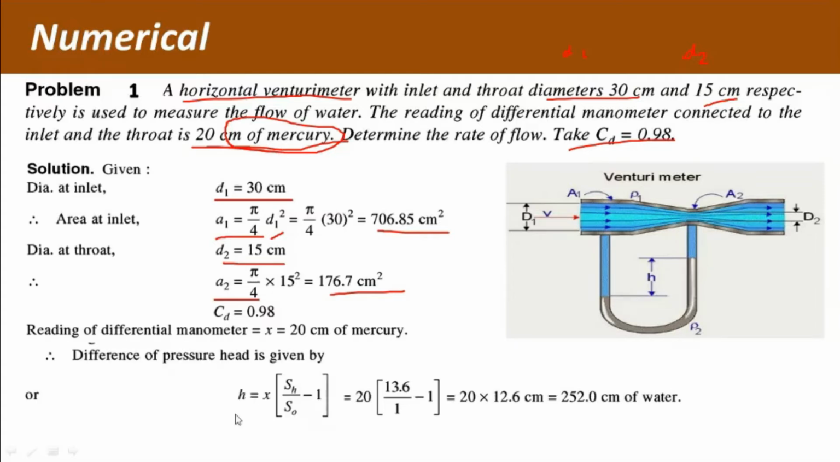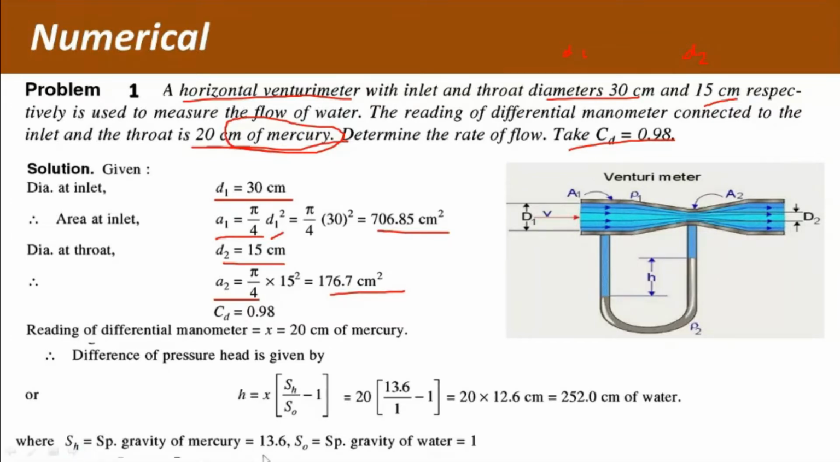So we know the formula is x equals x into S of mercury upon S of water minus 1. So it is 20 into 13.6 upon 1 minus 1. So it is 20 into 12.6. So it is 252 centimeter of water. So easily you can calculate this.